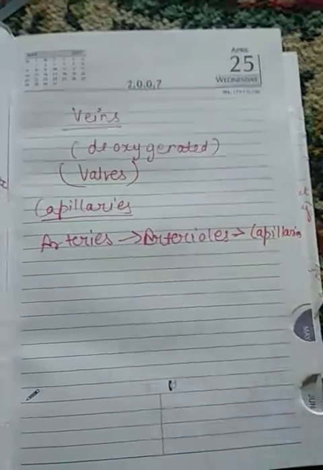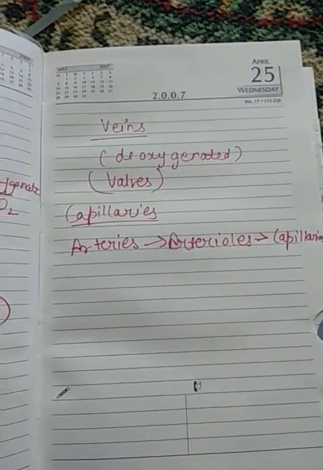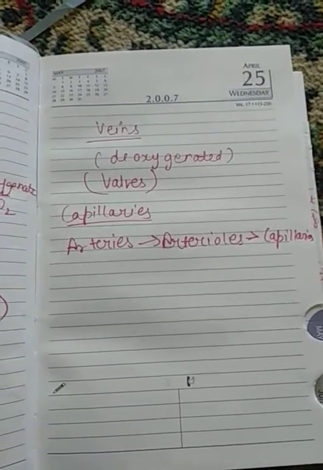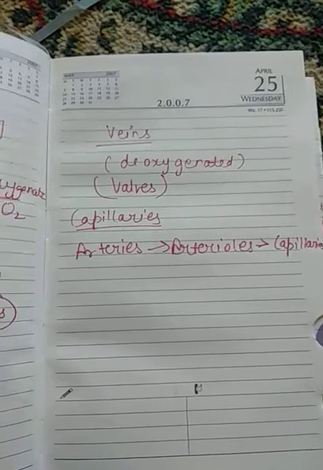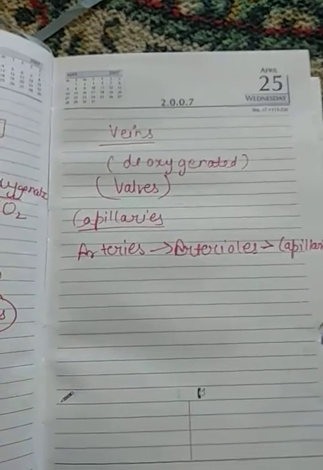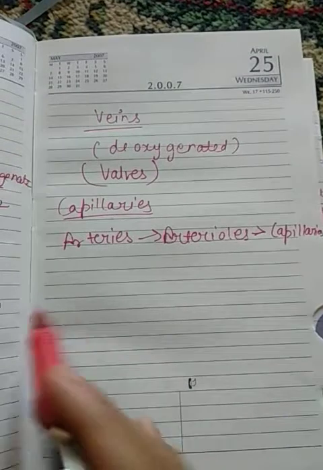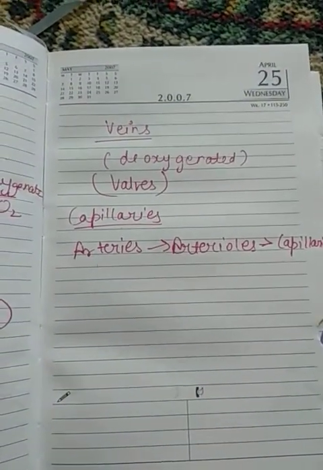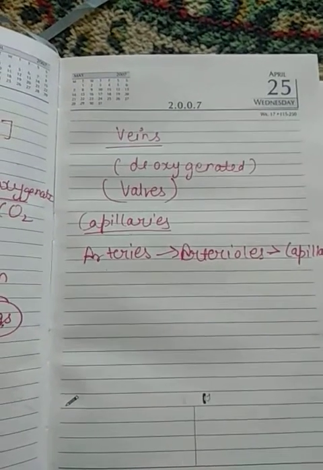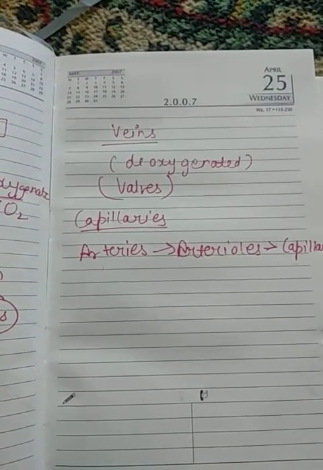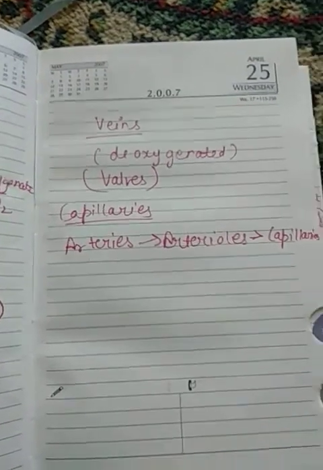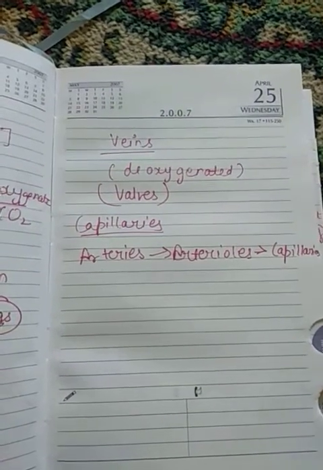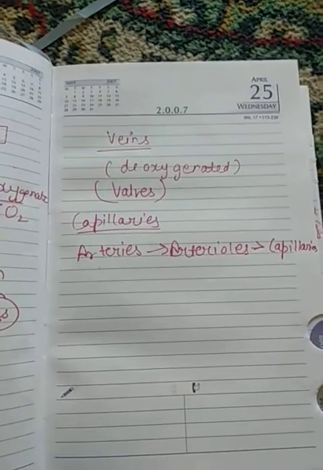That is why we have valves in the veins, so that deoxygenated blood does not flow in the opposite direction. The mixing of oxygenated and deoxygenated blood should not take place. This picture tells us that both arteries as well as veins branch out to form very thin blood vessels, and these thin blood vessels are called capillaries. It is the place where the exchange of gases, nutrients and excretory products takes place. Because they have very thin walls, the exchange of substances happens very easily.